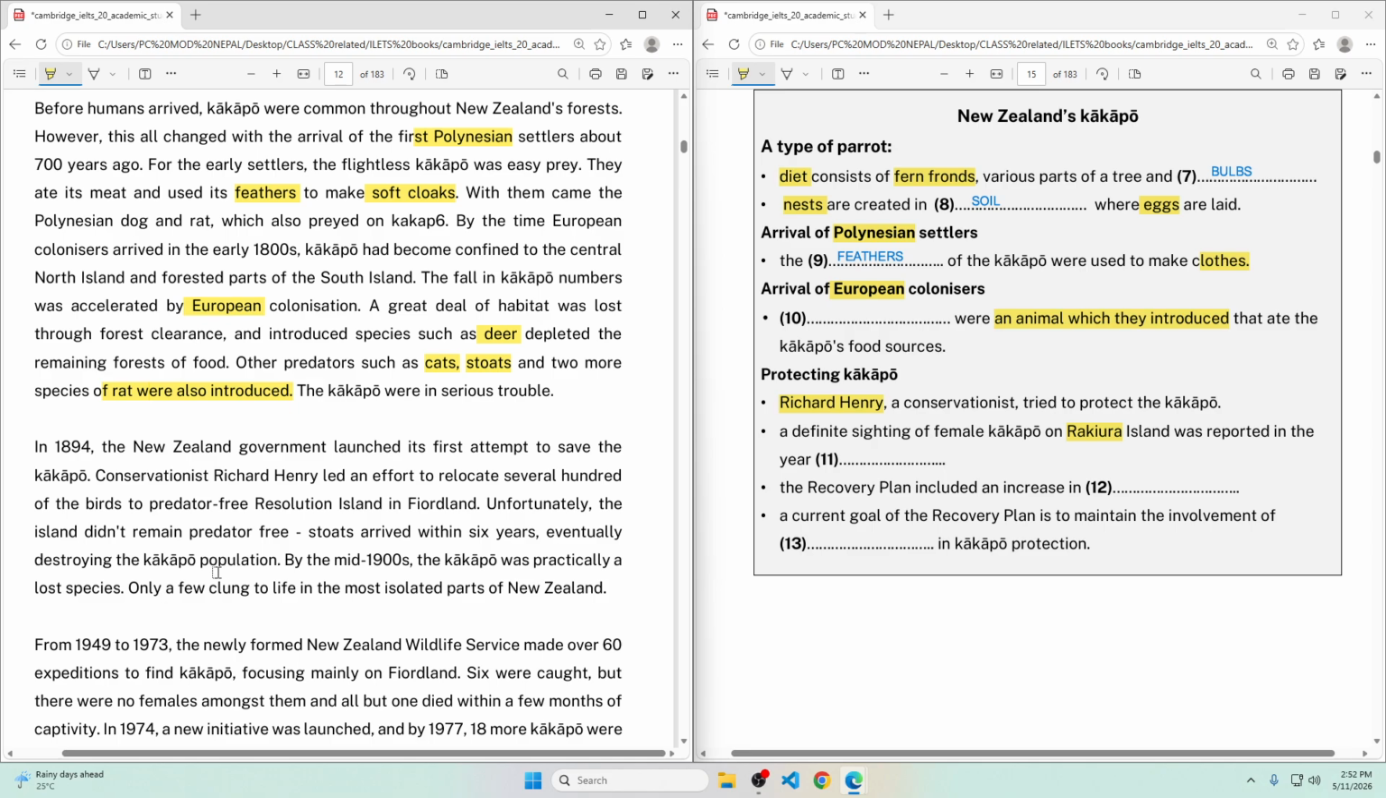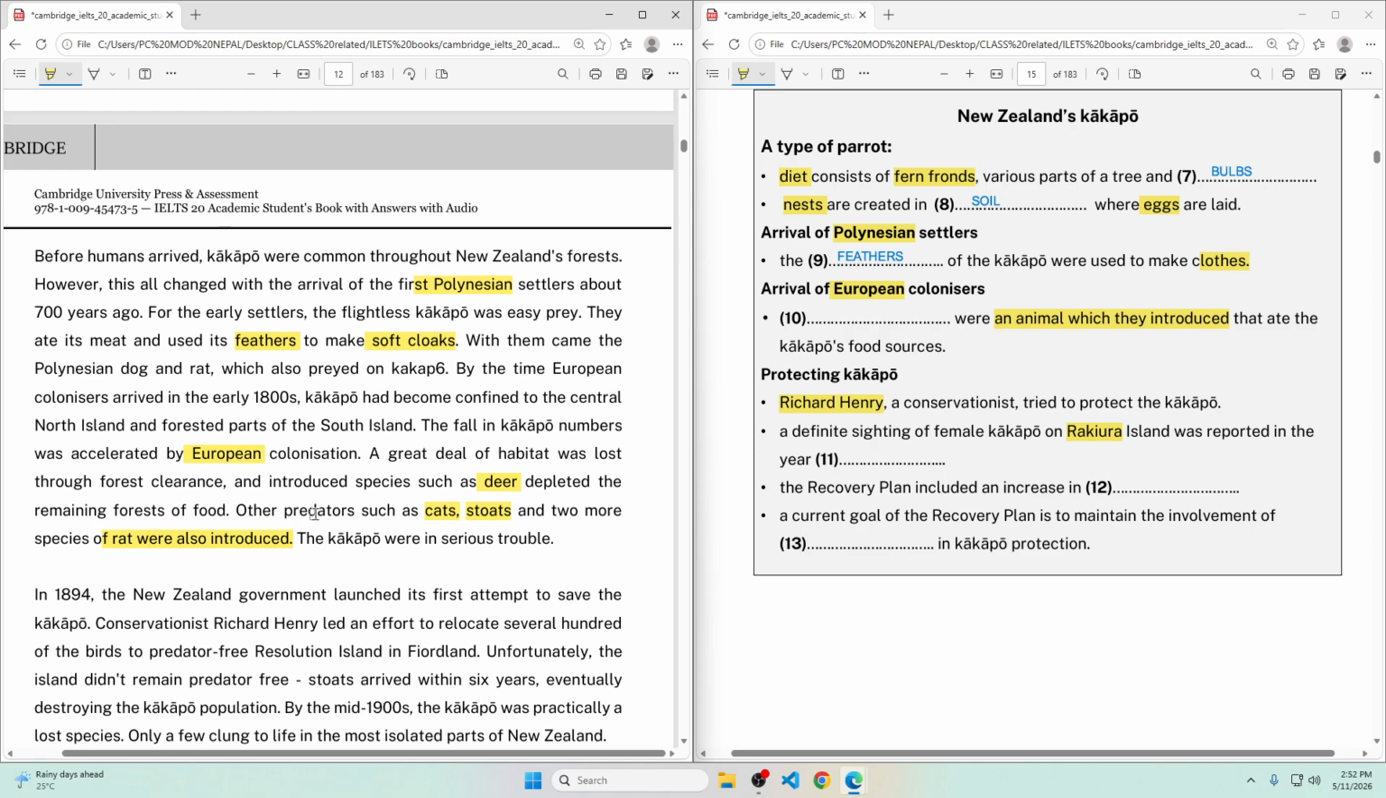Kakapo's food sources. Okay, so we are worried about Kakapo's food sources, not Kakapo being eaten. Sorry, completely ignore whatever I said earlier. So I think it's deer, not cat, stoats, or rat. Because if you look at deer, it also says introduced species such as deer, which depleted the remaining forest of food, which means remaining forest of food for Kakapo, right? So our answer is going to be deer.